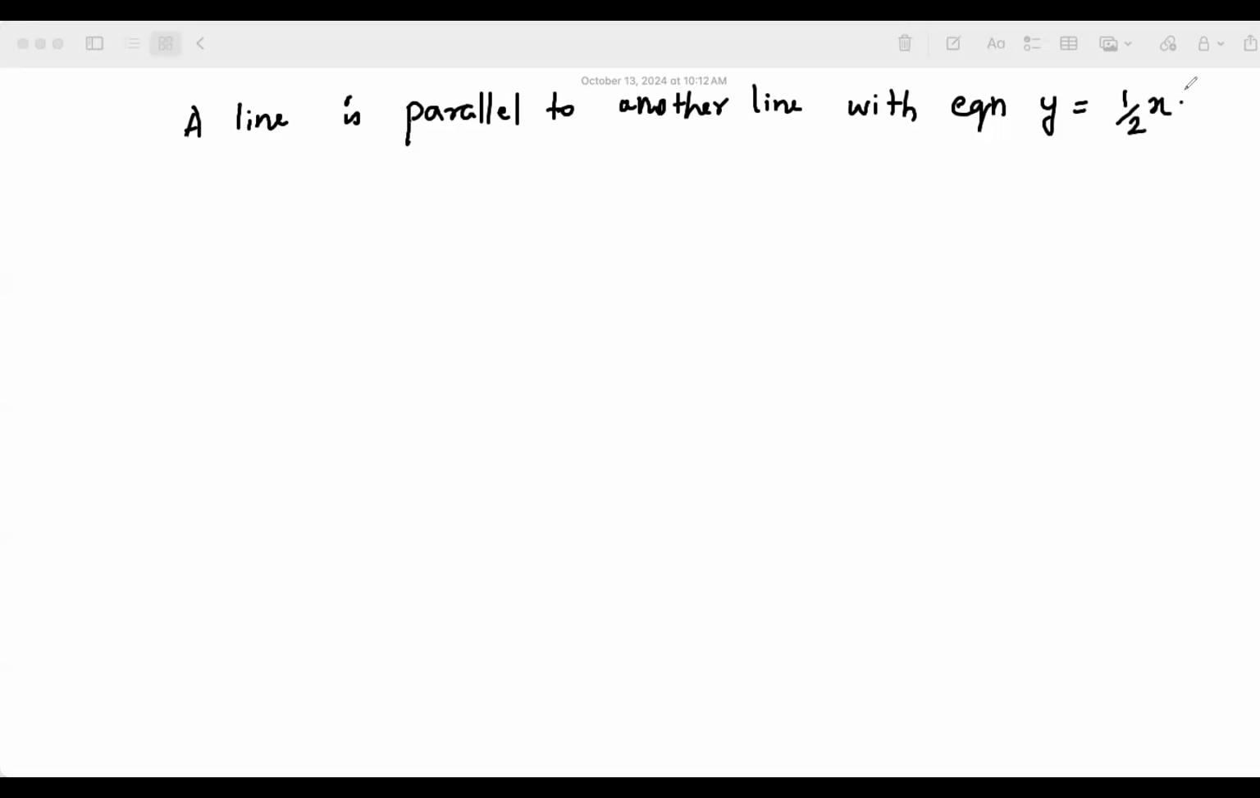Okay, now let me ask you. A line is parallel to another line with the equation y equal to half x plus 3, and passes through 4 comma minus 2. What is the equation of the line?